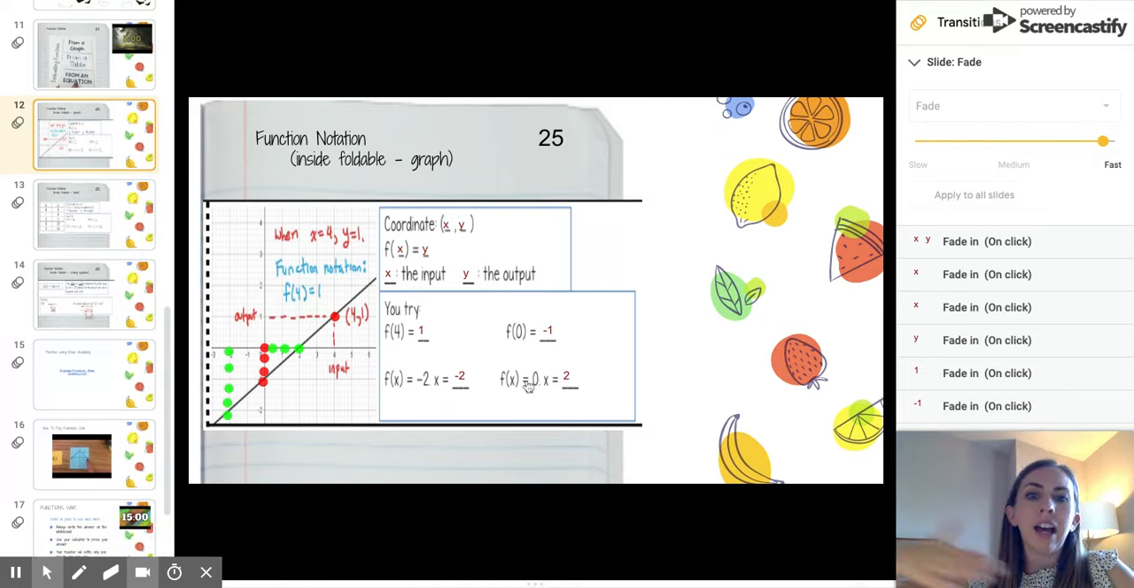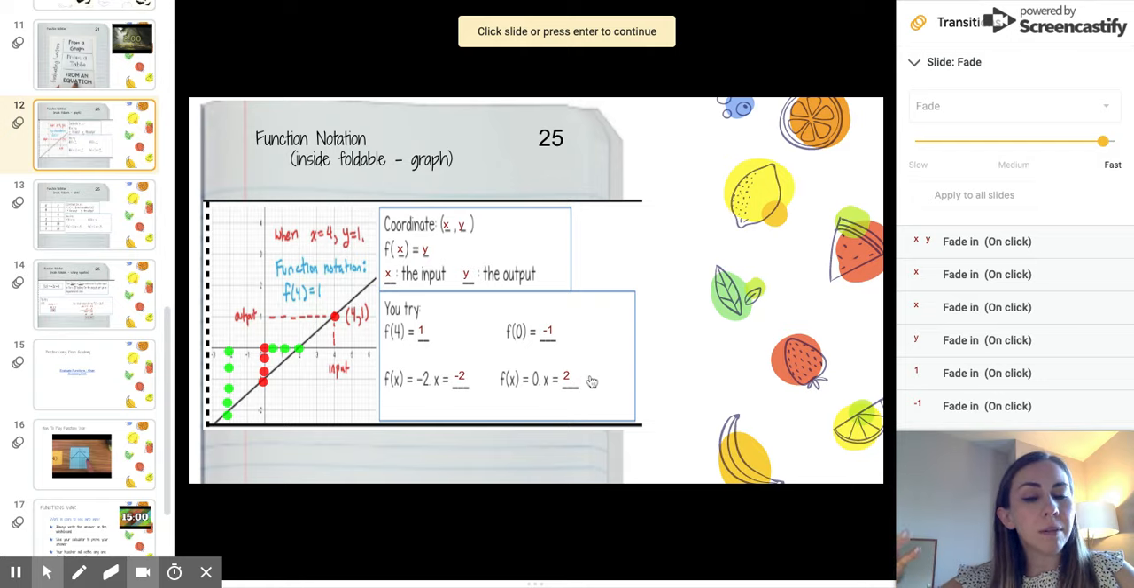So now we have f of x equals 0. What input gives us an output of 0? And the answer is 2.